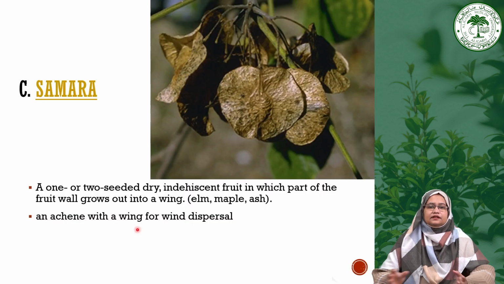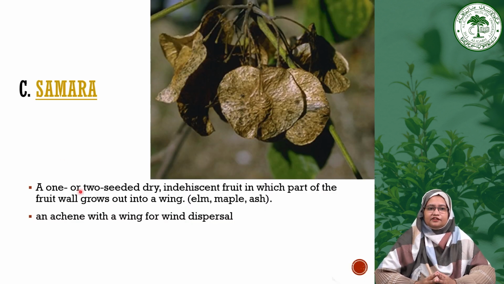Then the next category of indehiscent fruit is the samara. Samara is also a one or two-seeded dry indehiscent fruit in which part of the fruit wall grows out like a wing structure, as you can see in the case of elm, maple or ash. That is, this type of fruit is also called an achene with a wing for dispersal.